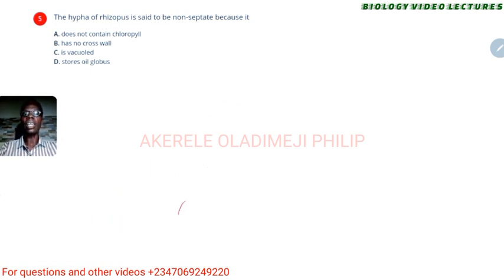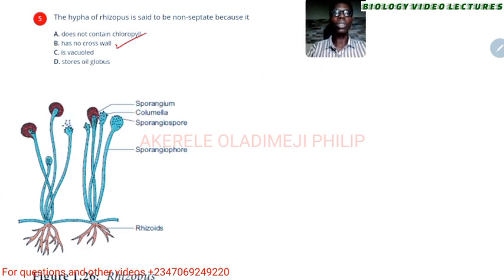So it says there that it does not contain chlorophyll, no, has no cross wall. I think that's the answer there. Yes, has no cross wall. Now let me show you something here. So this is what I've gotten for you. This is what rhizopus looks like.